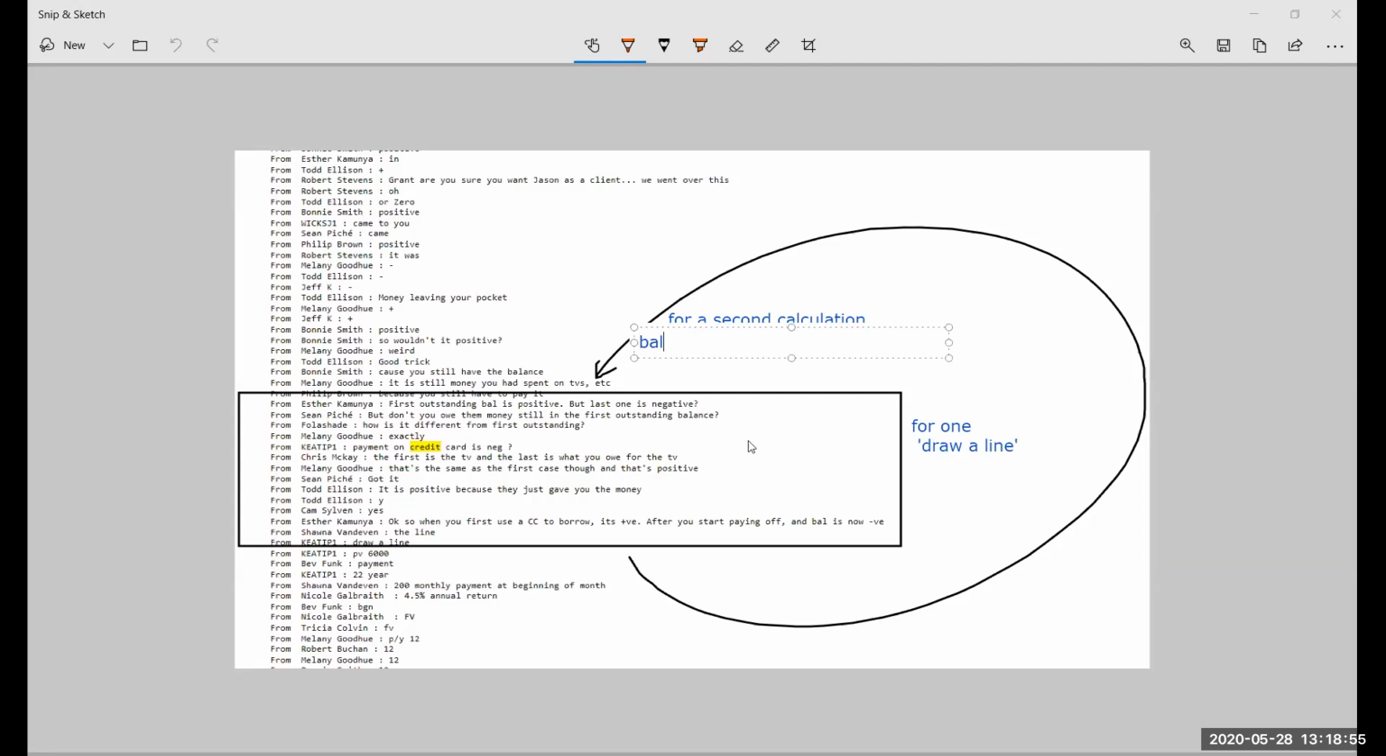The balance at the start is positive, right? Money came to you, that's still true. Your payments are negative, money is leaving your pocket. And if there's still a balance at the end, I don't understand how these two things would ever be in the same equation. There's only one spot for a present value, and it's either positive or negative.